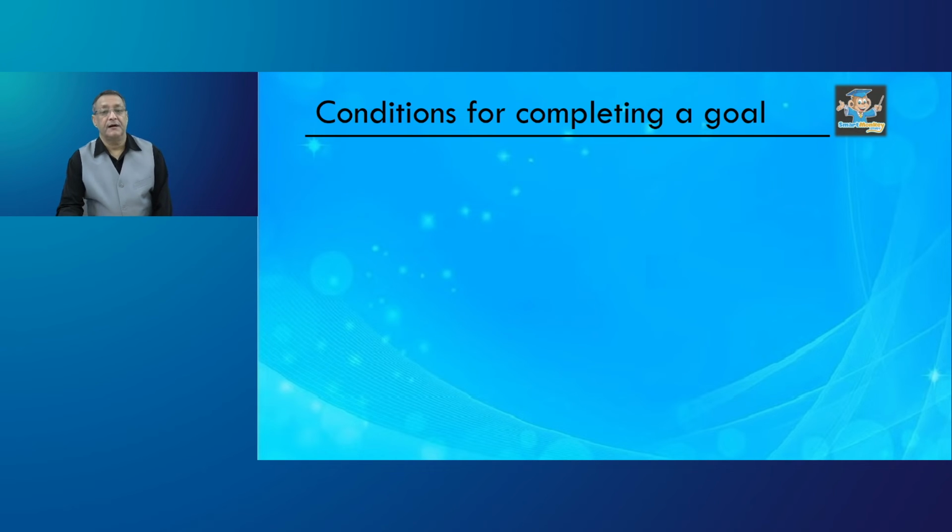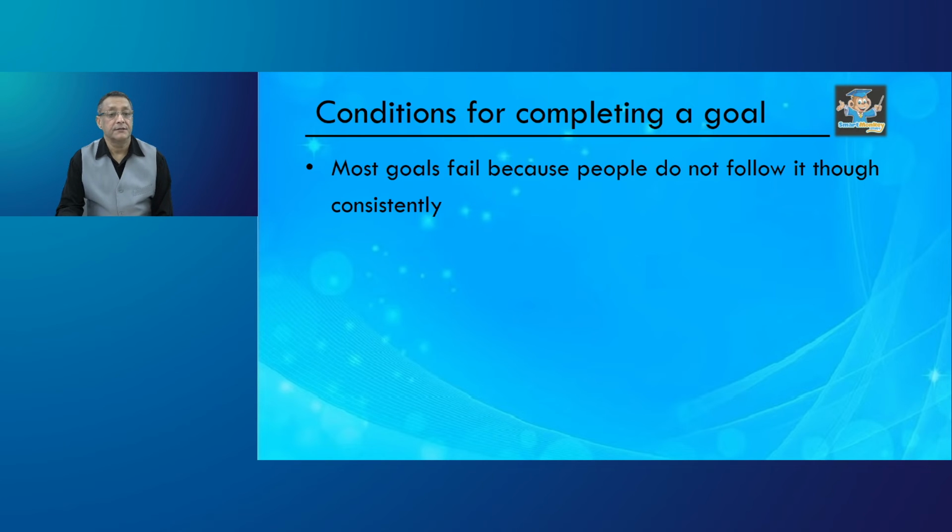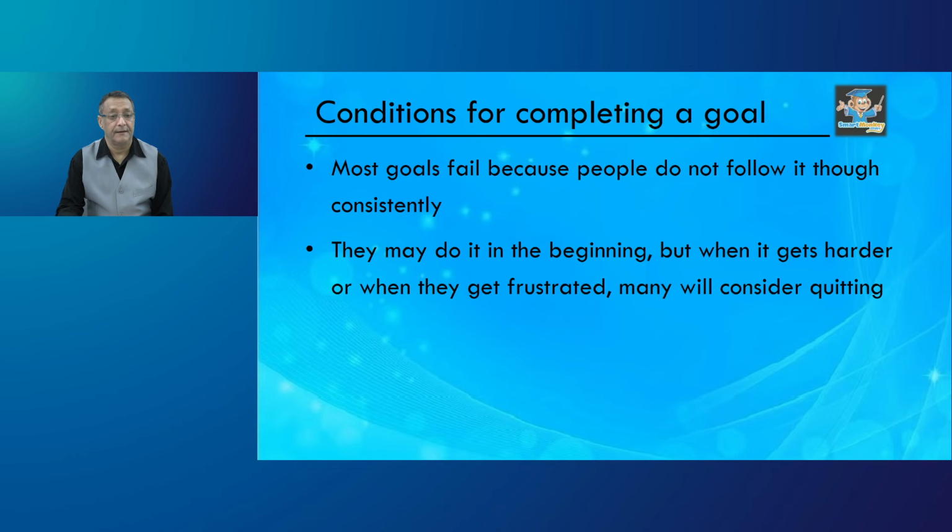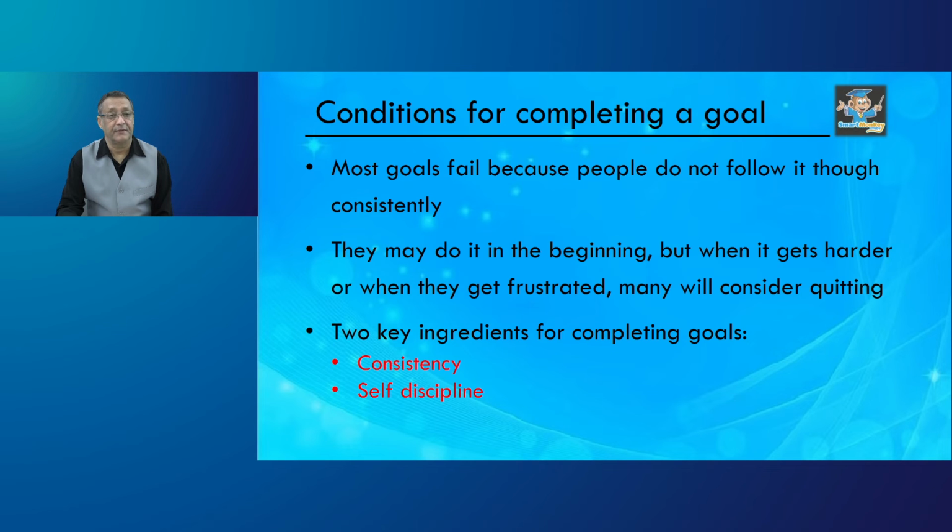So conditions for completing a goal. Most goals fail because people do not follow it through consistently. They may do it in the beginning, but when it gets harder or when they get frustrated, many may consider quitting. Not all, but a majority have problems sticking with the commitment. There are two ingredients for completing goals: consistency and self-discipline.